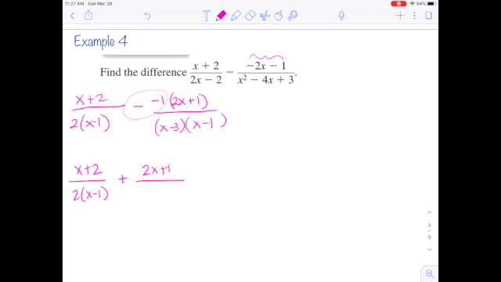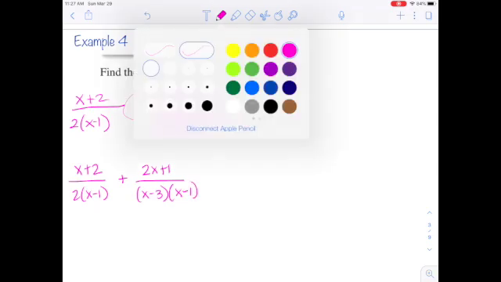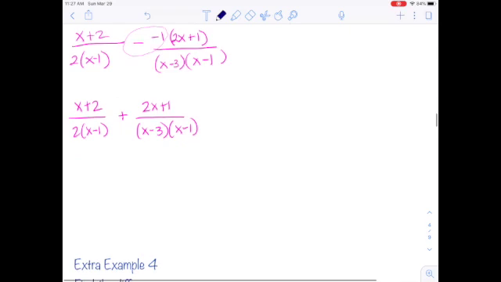Plus 2x plus 1, and an x minus 3, and x minus 1. All right, so now we need to find our common denominators. So they would just be, set it up. I need a 2. Everybody has to have a 2. Everybody has to have an x minus 1.